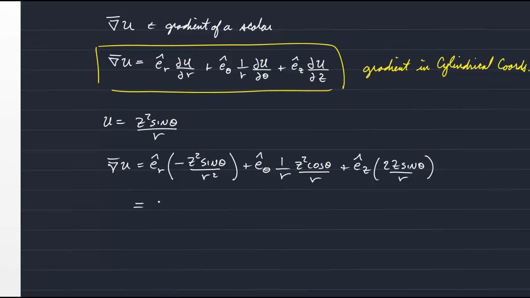And simplifying, we would get minus z squared sine theta over r squared e hat r plus, let me write the base vector last, z squared cosine theta over r squared e hat theta plus 2z sine theta over r e hat z.